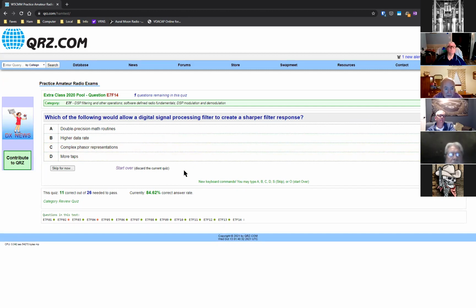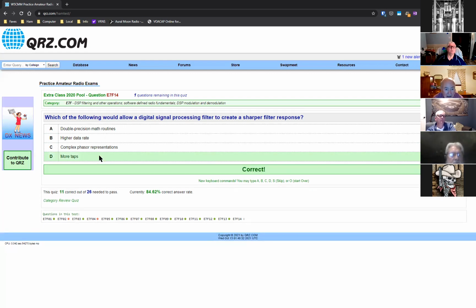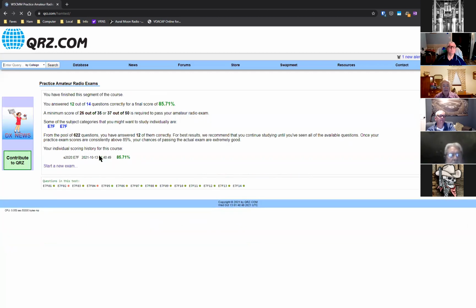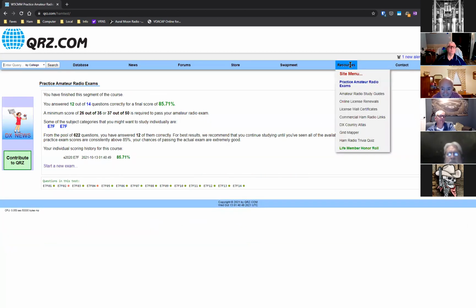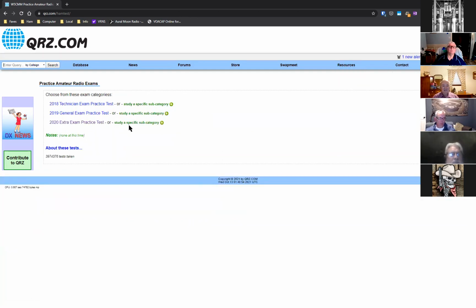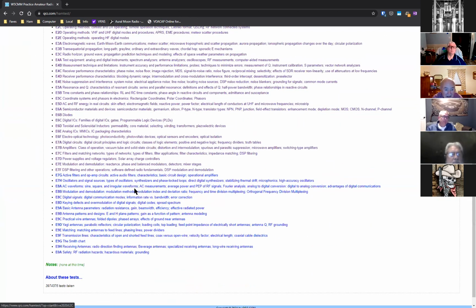Which of the following would allow a digital signal processing filter to create a sharper filter response? More taps, D. More taps, more cowbell. All right, I think we're down to just 2. Yeah, just 2.